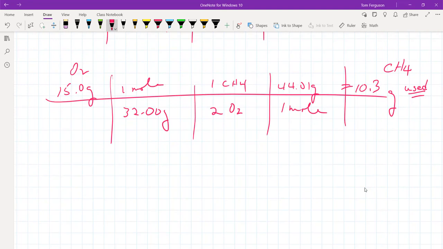So of the 13 grams, we're only going to use 10.3 grams. That means we have an excess. So if we start with 13 grams and we use up 10.3, we're going to have 2.7 grams excess.